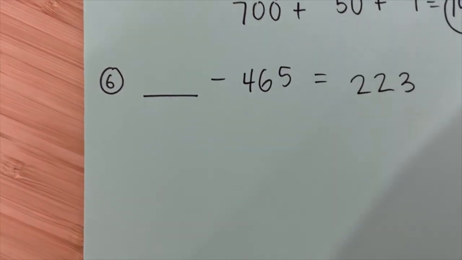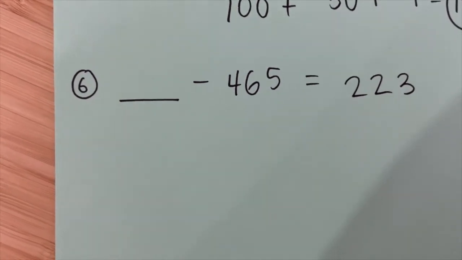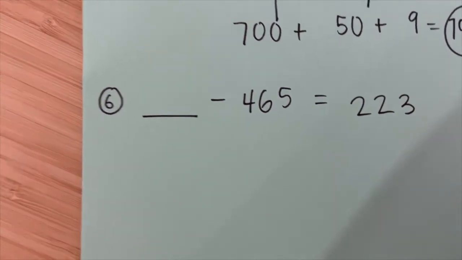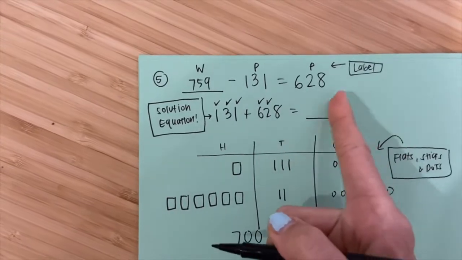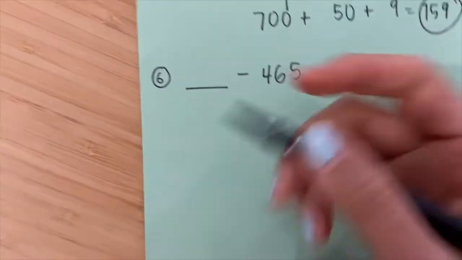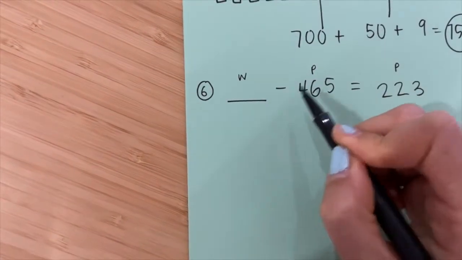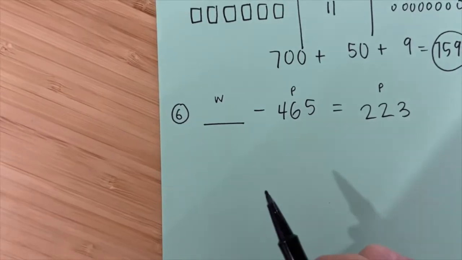As soon as you copy this down on your paper, press pause and then press play again to check your work. Okay, let's check your work. So the first step is to label. So that's what I'm going to do over here. Whole take away part equals part. I'm missing the whole. Ooh, that means I need to add.